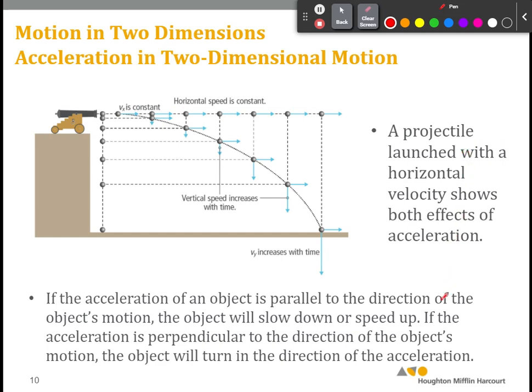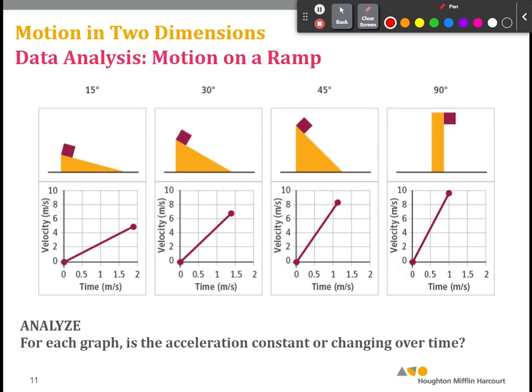If the acceleration is perpendicular to the direction of the object's motion, remember, right when this cannonball is launched, its motion is perfectly horizontal until it leaves the end of the cannon, and then it starts accelerating downward, starts falling. So we have acceleration being perpendicular to the direction of the motion, and that causes the object to turn in the direction of the acceleration. Here we have a projectile, so that means that it's turning downward. But this is true even when we're talking about non-projectiles.